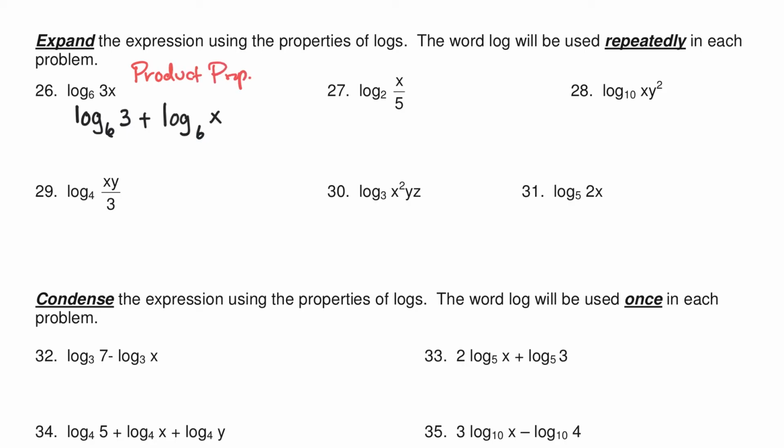Number 27, we have log base 2 of x over 5. So we're going to have log base 2 of x minus log base 2 of 5. And this is called the quotient property.